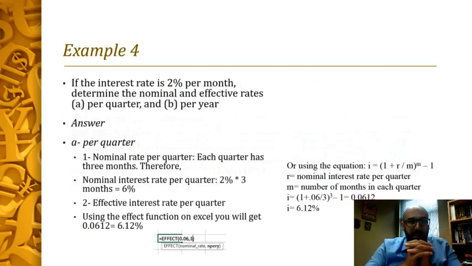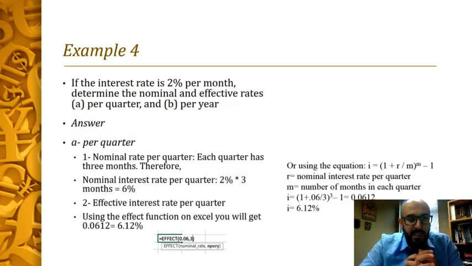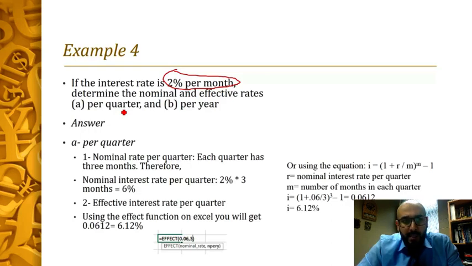Okay, let's take a very quick example here. If the interest rate is 2% per month, determine the nominal and effective interest rate per period, A, per quarter, and B, per year. Okay, for the first part of the question, per quarter, now we're asking per quarter, but the nominal rate is given per month. So what we need to do is match these two periods in order to find the effective interest rate.